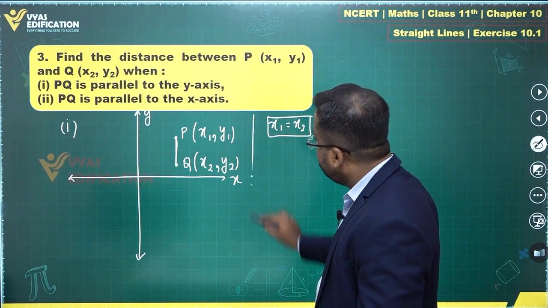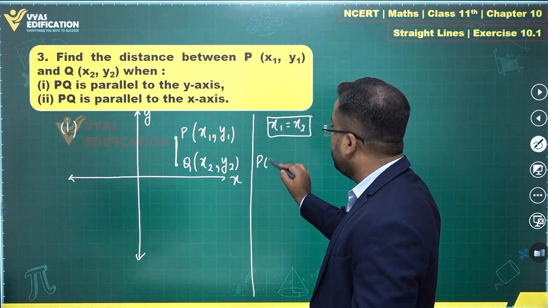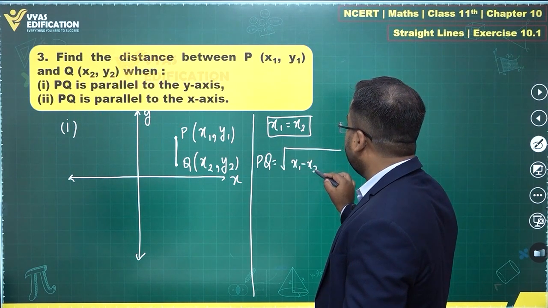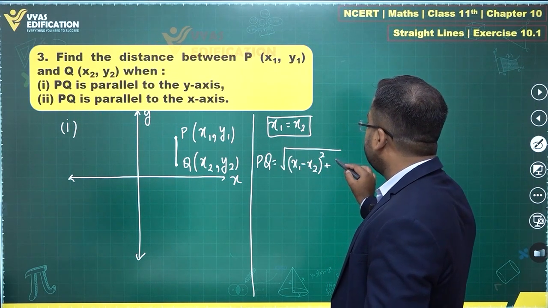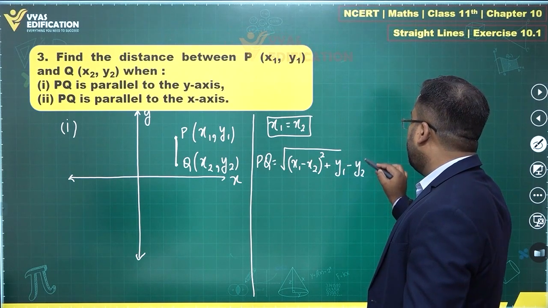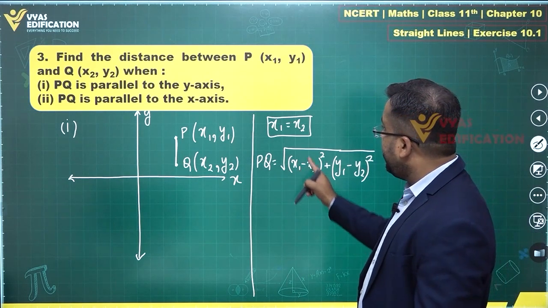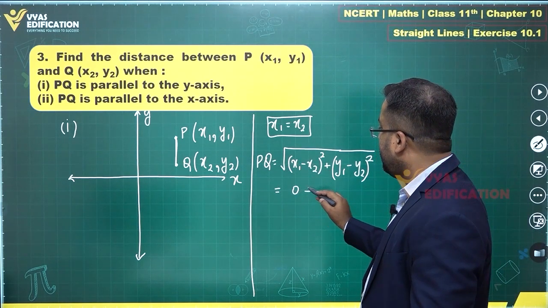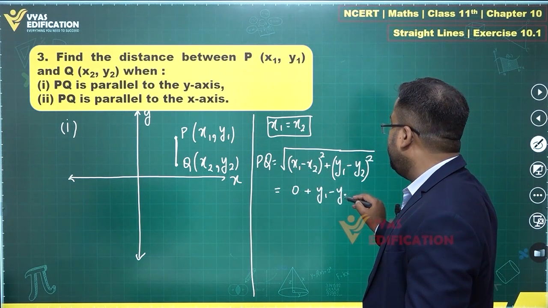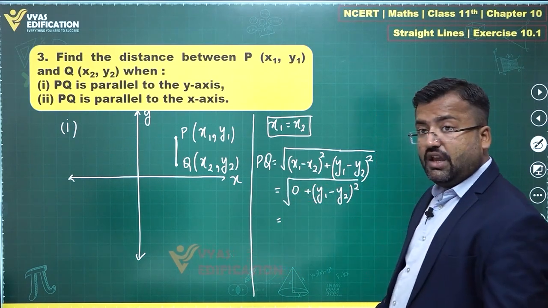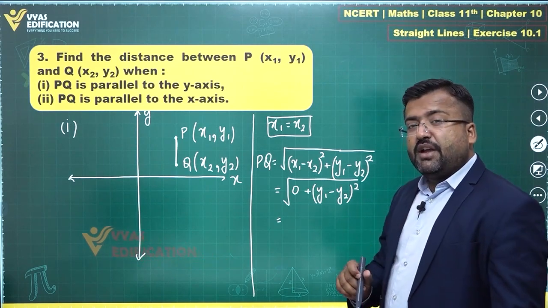If the x coordinate is the same, then the distance PQ, the length PQ, is equal to the square root of (x1 minus x2) whole square plus (y1 minus y2) whole square. We are simply applying the distance formula. This is equal to this. x1 minus x2 will become 0. And this is (y1 minus y2) whole square. We cannot comment anything about this. This remains as it is. Under root of (y1 minus y2) whole square.